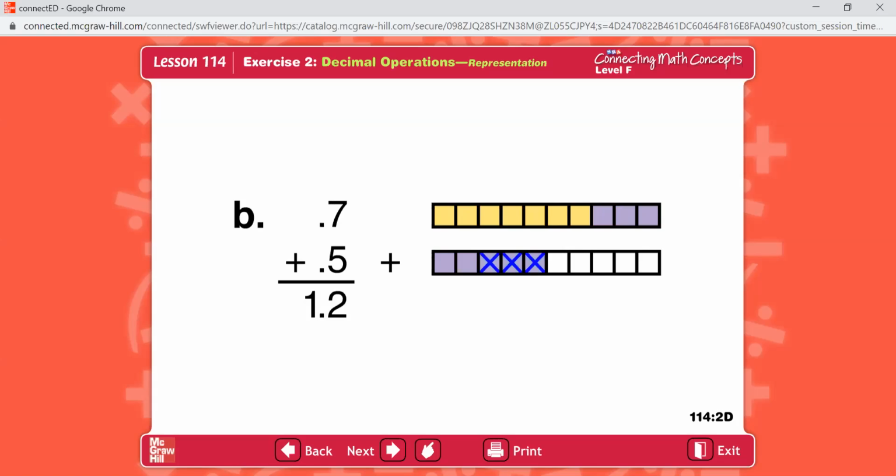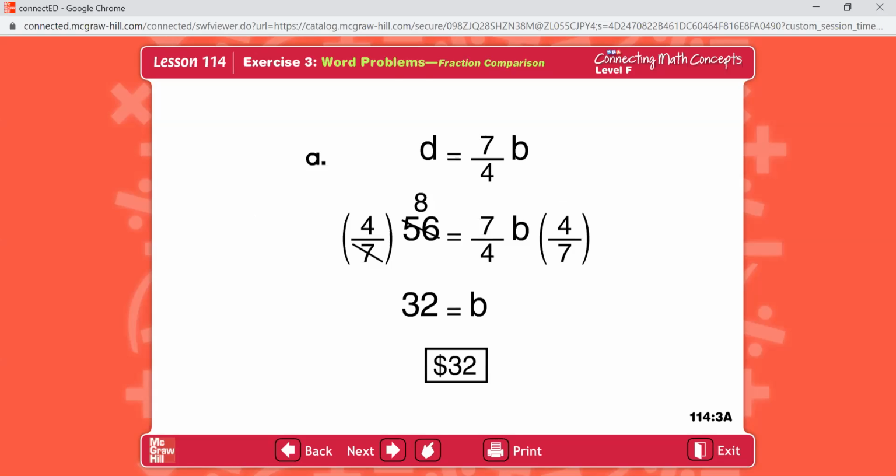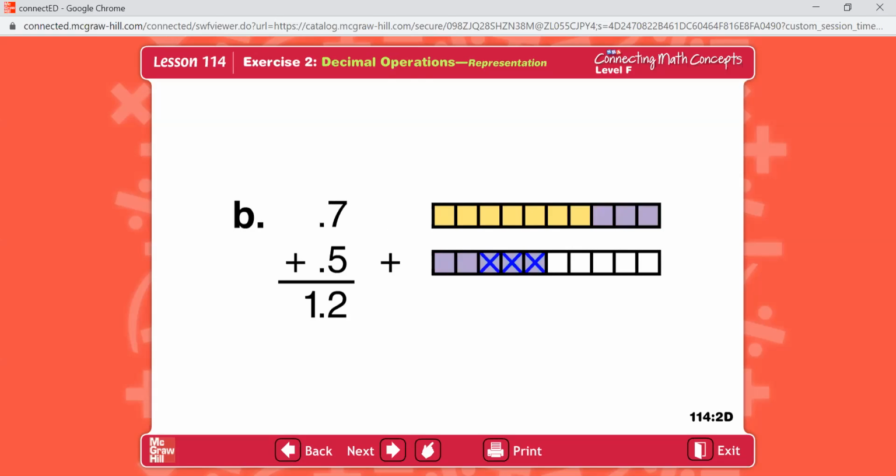Now, open your textbook to lesson 114 and find part 1. These are problems that compare two things. Problem A, the amount they spent on dinner was 7/4 the amount they spent on breakfast. They spent $56 on dinner. How much did they spend on breakfast?